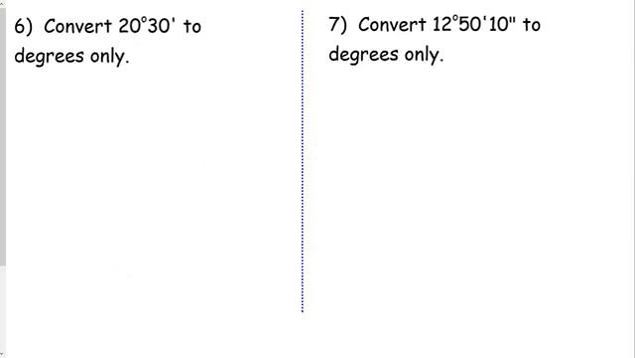Number 6, convert 20 degrees 30 minutes. Okay, when you see this little symbol here, it means 30 minutes. And over here, when you see this little symbol, it means seconds. So that would be 10 seconds.